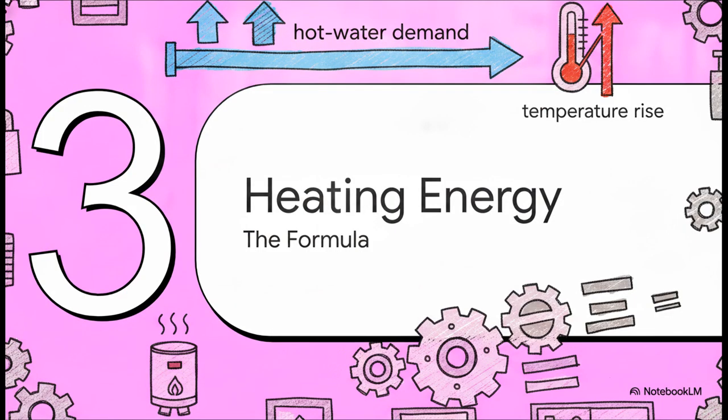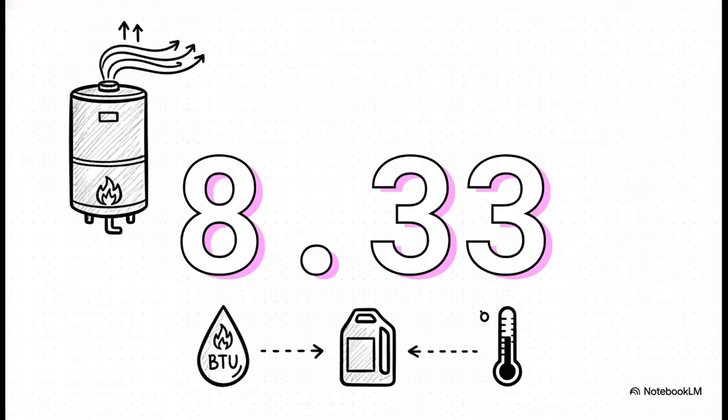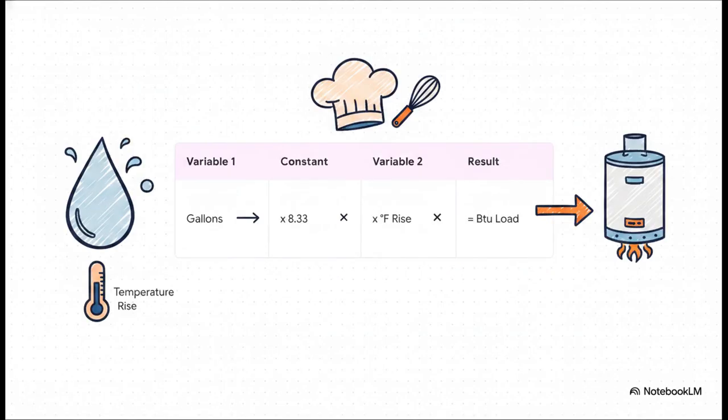Okay, step 3, the heating energy formula. Now that we have our hot water demand and our temperature rise, it is time to apply the math. And the crucial point here is embedding this one specific magical constant into your memory, 8.33. This is a wildly popular conversion factor used across the industry. It simply represents the number of BTUs, or British thermal units, required to heat exactly 1 gallon of water by exactly 1 degree Fahrenheit. When we put it all together, we get this beautiful, simple equation. I actually like to think of this as a recipe. It's not dry, boring math. It's a super practical recipe to find the exact heating energy your system needs.